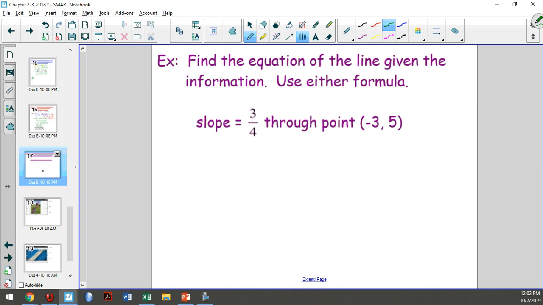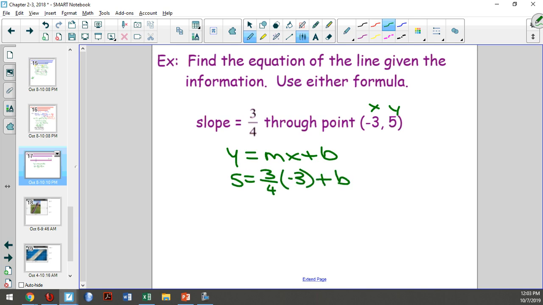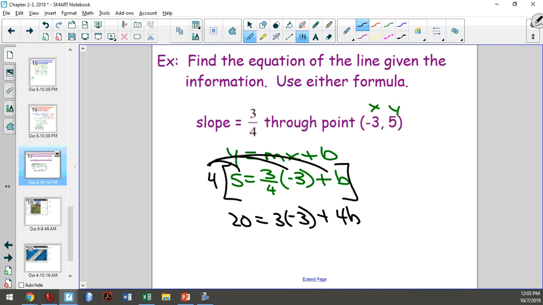Okay, how's this problem different? Oh, should we skip it because there's a fraction in it? No. I taught you how to get rid of fractions, did I not? So if I go back to y equals mx plus b, because that's what you all love to use. Here's x and here's y. Y is 5, m is 3 over 4, x is negative 3 plus b. What would you do now? Multiply every single term by 4. So if we do that, you have 20 is equal to 3 times negative 3 plus 4b.